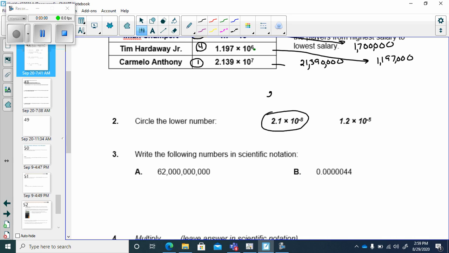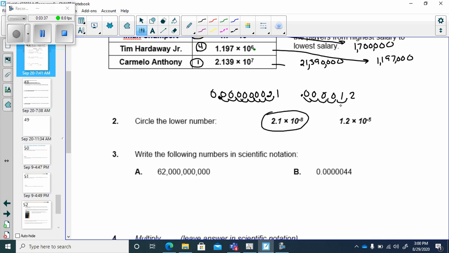If you were to do this out, let's just see what you would get. You'd be moving it 8 places. 1, 2, 3, 4, 5, 6, 7, 8. You were talking about having 8 places in front of that. Let's do this one. 1.2 times 10 to the negative 5th. 1.2, and remember, to make it smaller, we go left, right? 1, 2, 3, 4, 5.